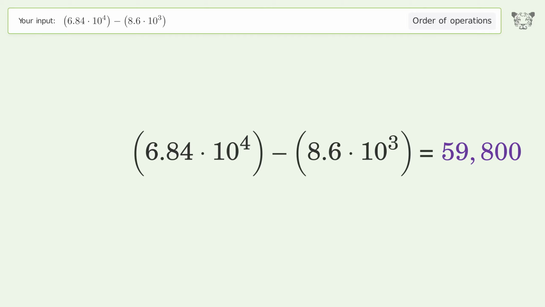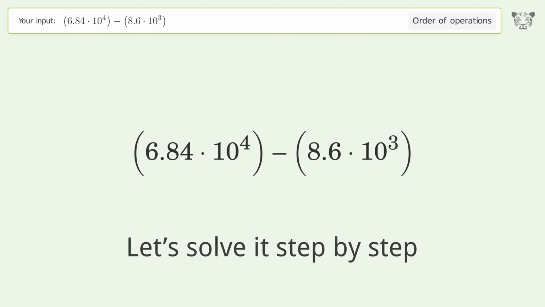You ask Tiger to calculate. This deals with the order of operations. The final result is 59,800. Let's solve it step by step.